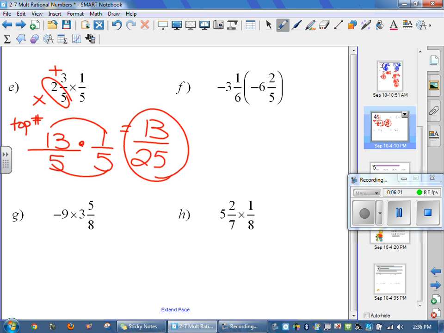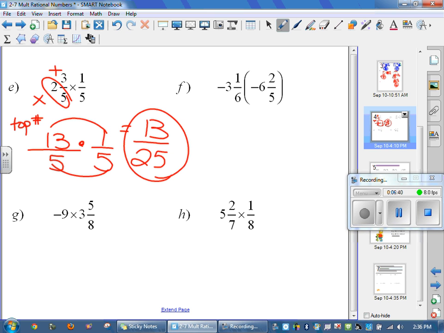Now, remember, a lot of you started thinking, oh, okay, well, I'm just going to add top numbers, the bottom's the same. The adding rules don't apply when we're multiplying. Okay? When we're multiplying, we do not need common denominators. That's a common mistake a lot of people do. And it happens every year, all the time. You're not the only ones that do it. A lot of people do.